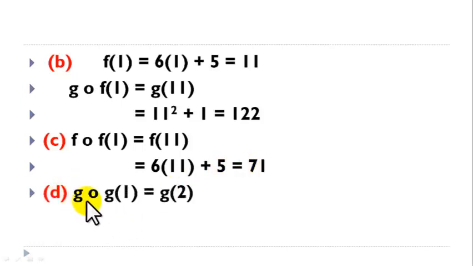D. g∘g of 1. We record that g of 1 is equal to 2. So therefore g∘g of 1 will be equal to g of 2. And that is equal to 2 squared plus 1, which gives us 5.